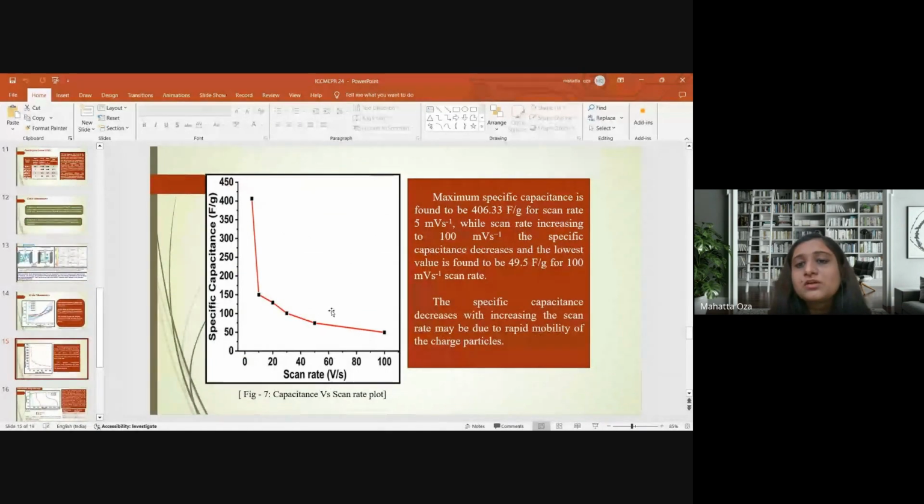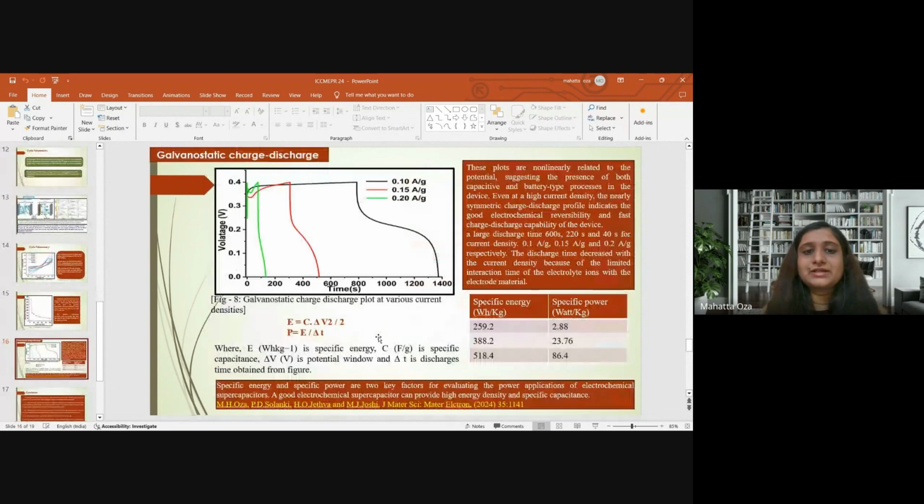So from this plot, we observed that the maximum specific capacitance was found to be about 406.33 for the scan rate of 5 millivolt per second, while the specific capacitance decreases as the scan rate increases, and the lowest value of the capacitance is about 49.5 for the 100 millivolt per second scan rate. The specific capacitance decreases with increasing scan rate, maybe due to the rapid mobility of the charged particles.